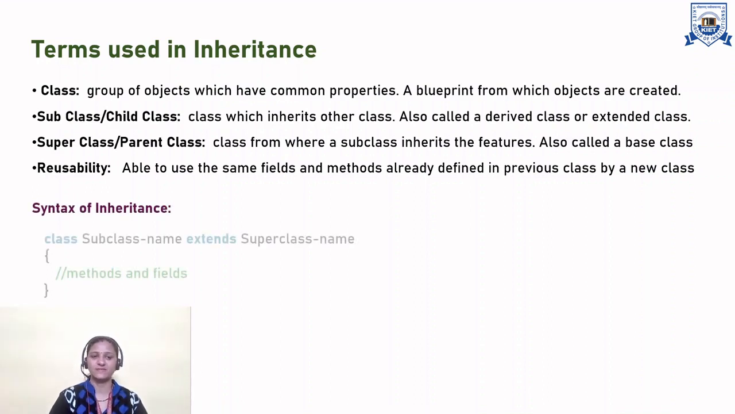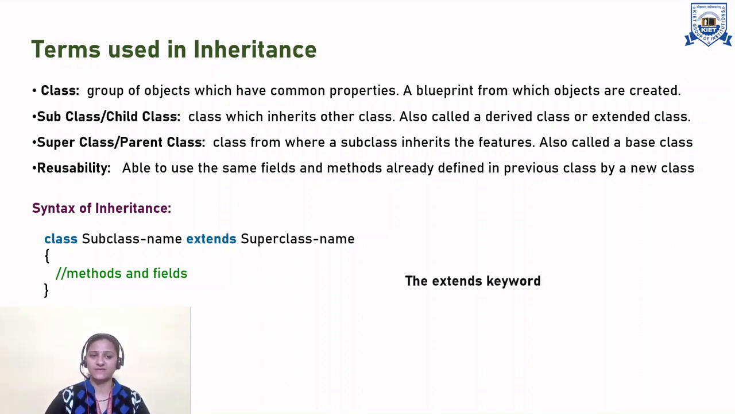Syntax of inheritance. We can understand it in this manner. Class, the subclass name or the child name, the extends keyword is used over here, and after that we mention the parent class or the superclass name, and then we extend the child class by having its own methods and fields. Because it is extending, it is reusing the features of the superclass, and along with it, it has its own methods and fields.